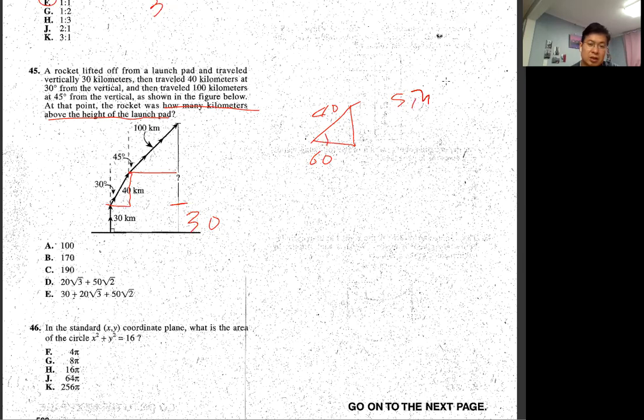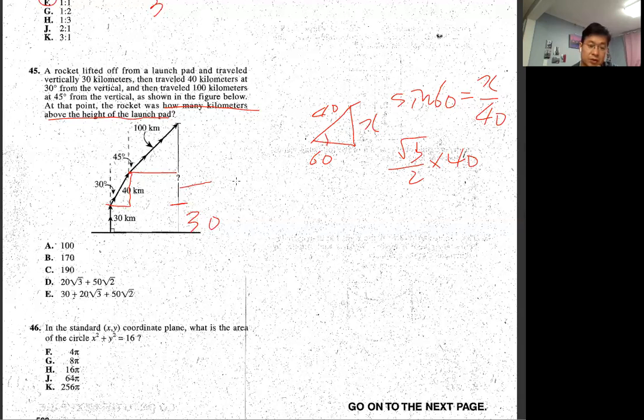Sine 60 equals, let's say this is x. So opposite over hypotenuse, x over 40. Sine 60 is root 3 over 2 times 40, so 20 root 3. And with 45, this is 45 as well. So another sine, sine 45 degrees equals, let's say this is y.